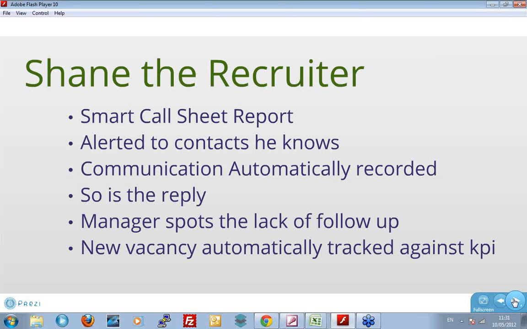How many of them have got callbacks set against them? Anybody who doesn't have a callback set against it, was the callback actioned? If the callback wasn't actioned, or you get a reply from the candidate, then why wasn't there a contact following up on that? You can run an exception report. You can run it daily, weekly. It catches Shane, the lazy recruiter, forgetting things. So the manager tells Shane, oh, you've got a response to your advertisement. Create a vacancy for it. It creates a vacancy, and the vacancy automatically goes against the KPIs.